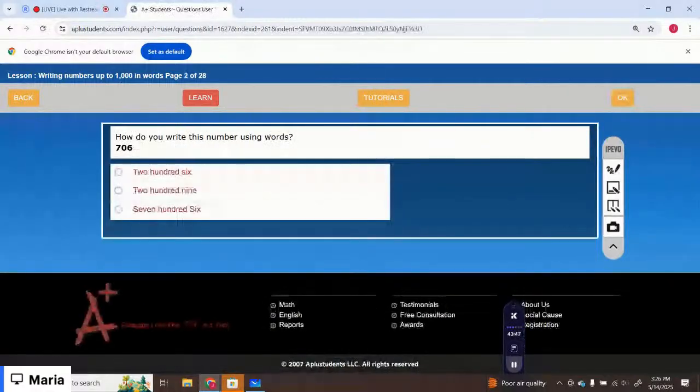How do you write this number in words? So which is the correct option? 706. The last option is the correct option. That is 706.